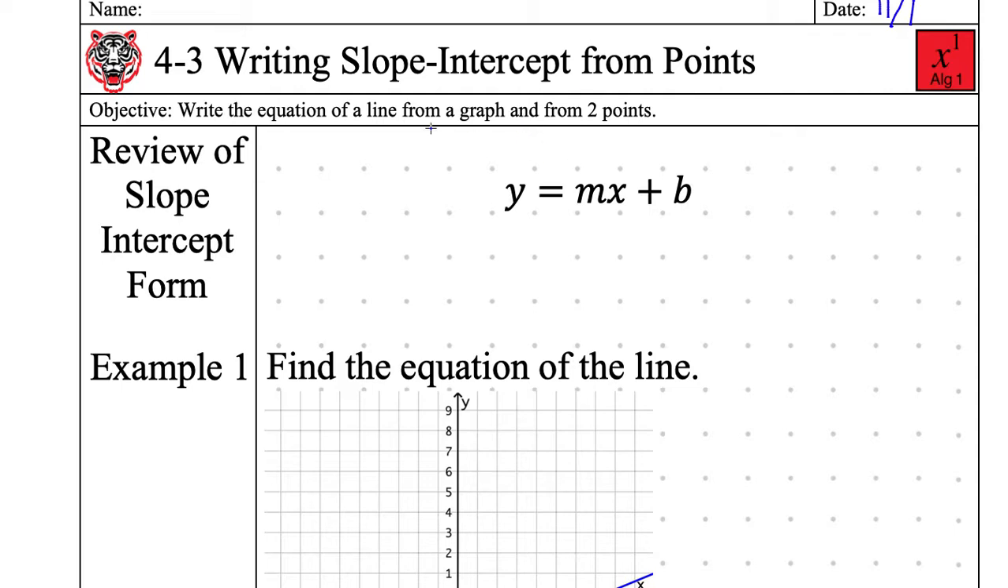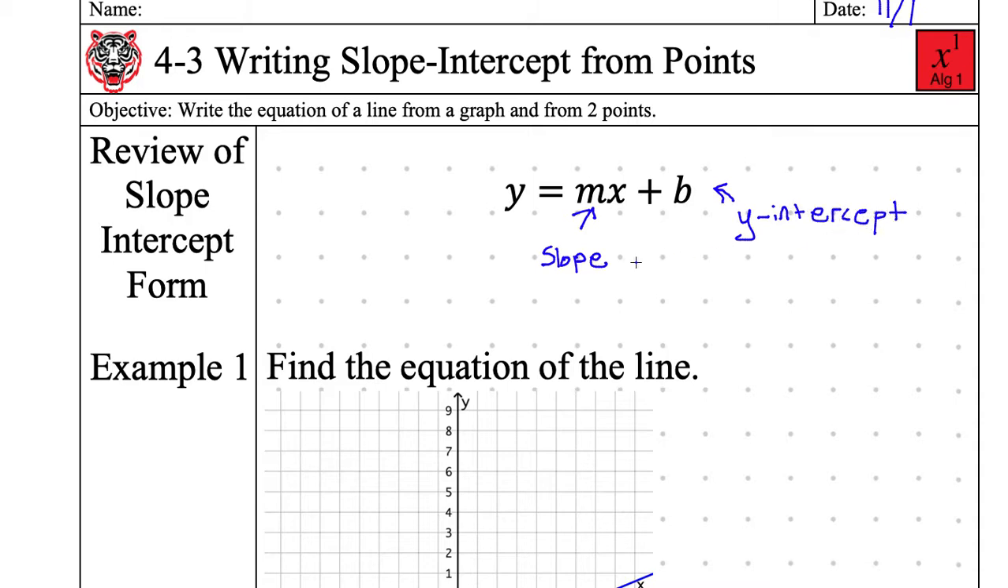So just as a review for slope-intercept form, y equals mx plus b is our general form, where y and x are our variables. M is going to be our slope, and b is going to be our y-intercept.